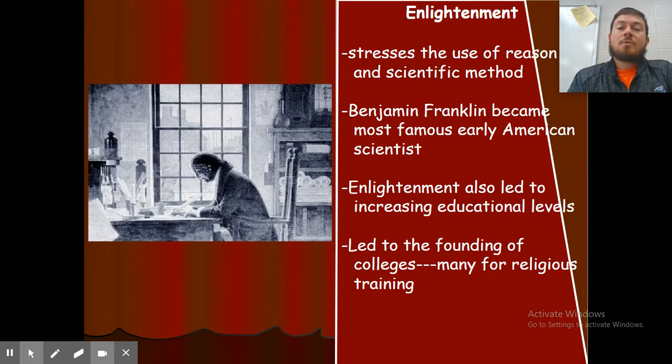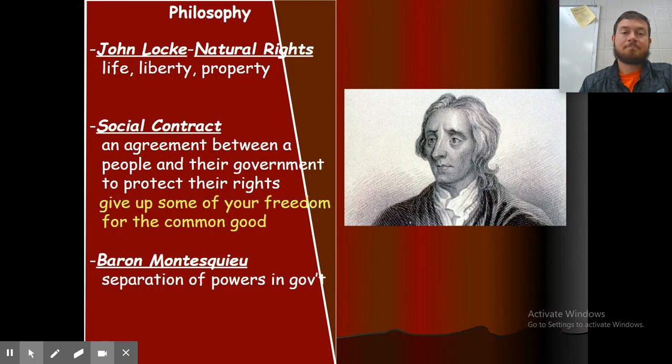The Enlightenment stresses the use of reason and scientific method. Benjamin Franklin became the most famous early American scientist. He wanted proof for things. He did a lot of experiments. The Enlightenment also led to increasing educational levels. It led to the founding of many colleges, although most of the colleges that started off were for religious training.